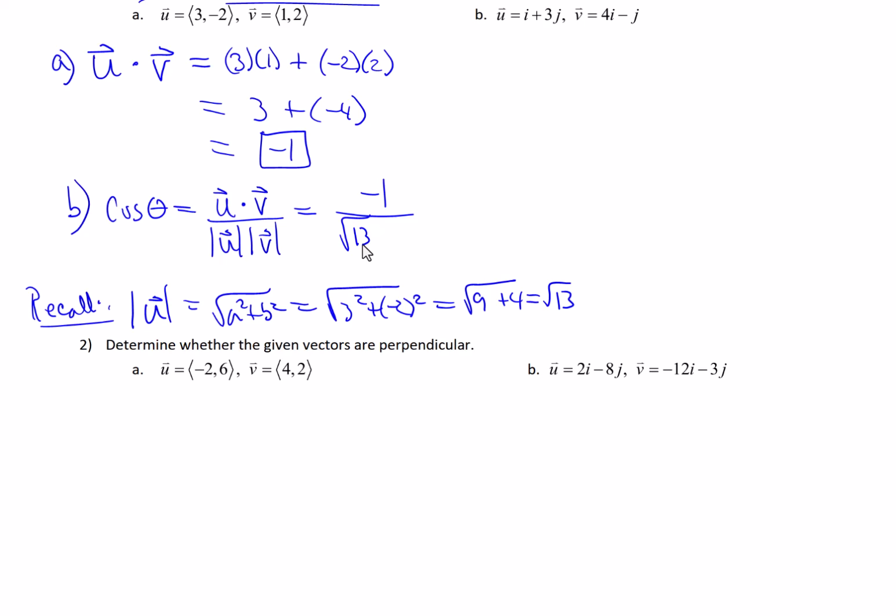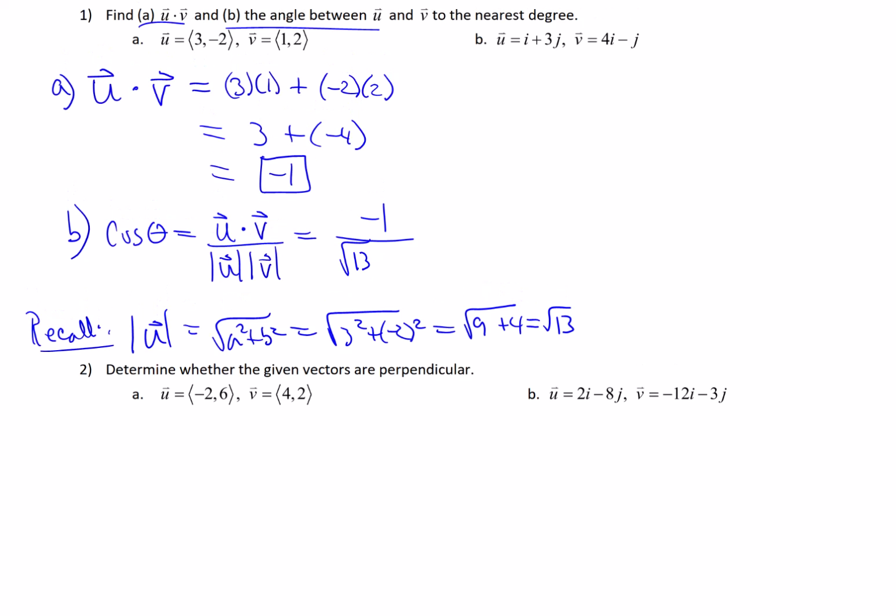I'm not going to write out the lengthy form for the magnitude of vector v, but it would be found the same way. Look up at the components of v. If you square each of them and add them together, 1 squared plus 2 squared would be 1 plus 4, or in other words, 5. So the square root of 5 would be the magnitude of vector v. Now, what we're saying is that the cosine of theta is equal to this value, negative 1 over the product of the square root of 13 times the square root of 5.